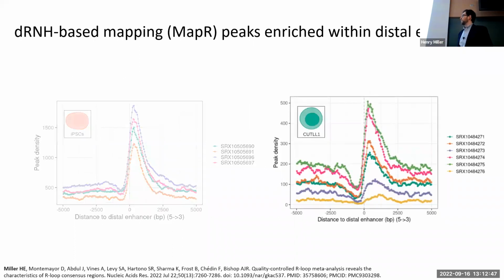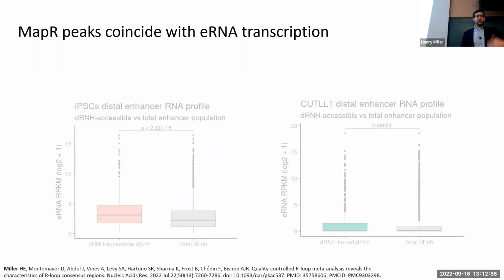Jumping over to Cuttle1, we can see with 6 replicates, almost all of them show very clear enrichment in distal enhancers as well. I wanted to look next at the levels of nascent RNA production at these enhancers.